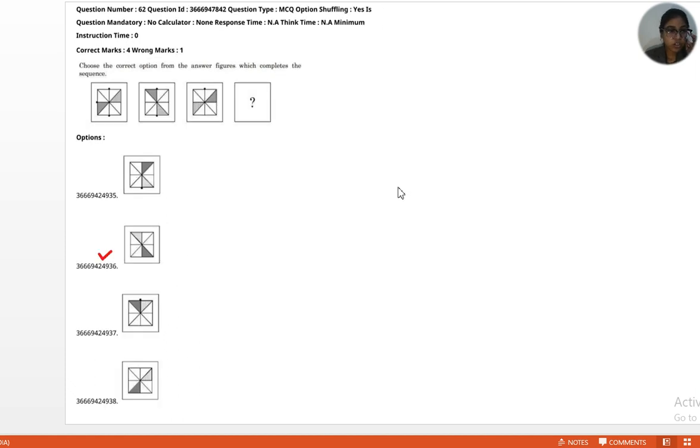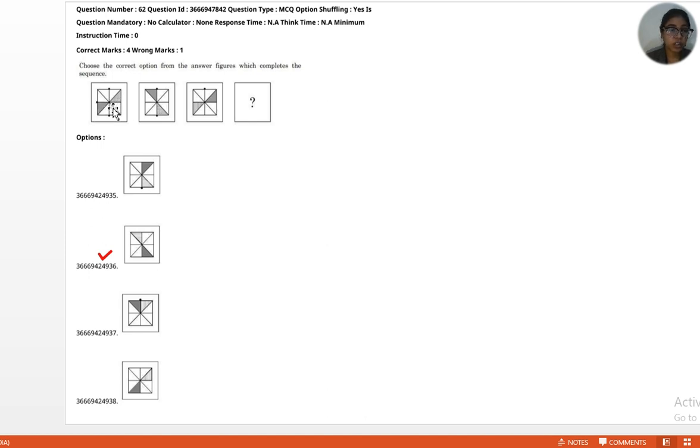Next question is, choose the correct option from the given figures which complete the sequence. Again, you have to observe the sequence of the pattern which is given to you in the question. Now look at the sequence which is given to you. So what it is doing, see these two parts, okay, totally it is divided into 8 parts, as you can see above 4 parts, below you have 4 parts, total 8 parts. See, these two parts are shaded.